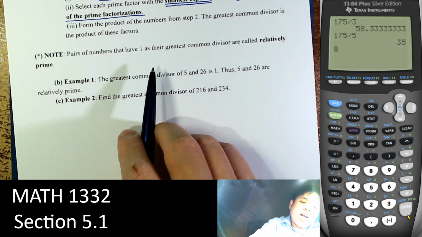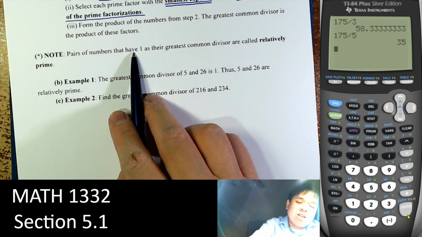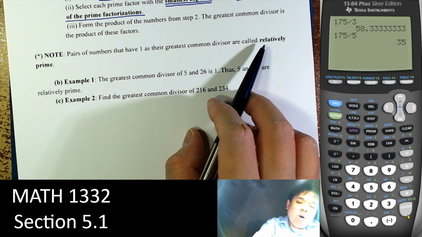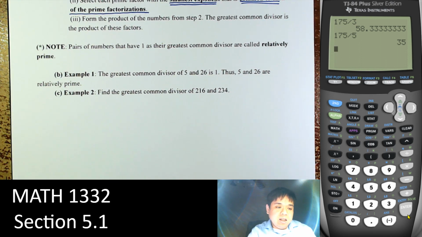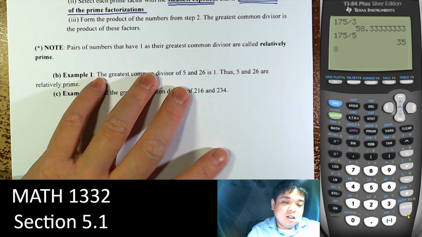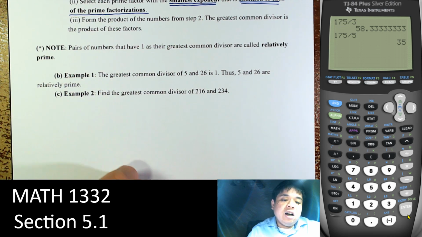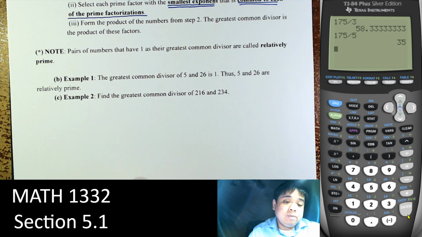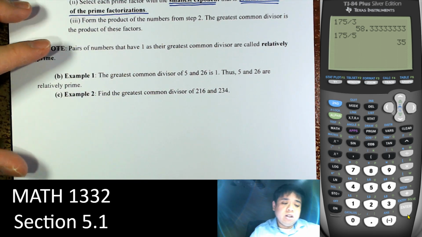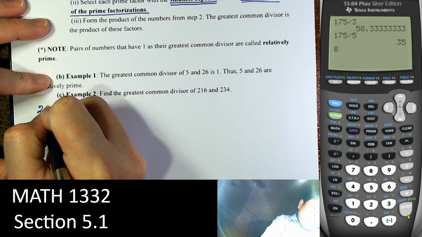And a pair of numbers that have 1 as the greatest common factor is called relatively prime. Right, next we have the example that 5 and 26 are relatively prime because the greatest common divisor of them is 1. Alright, 216 and 234. Let's do that by hand.